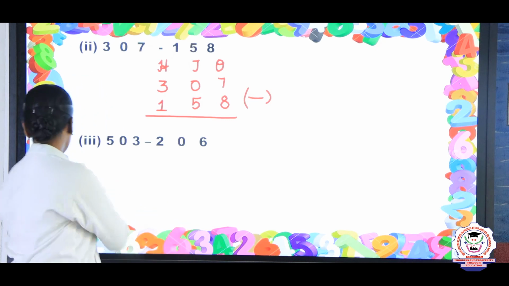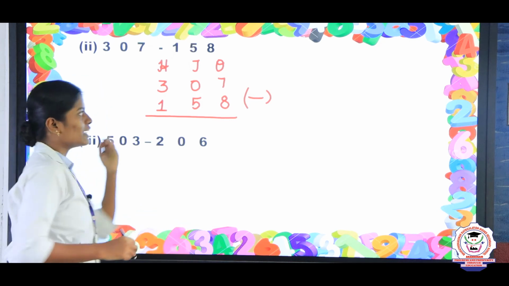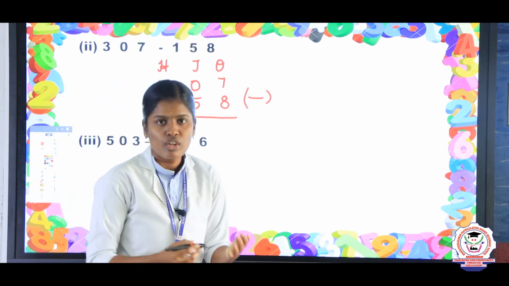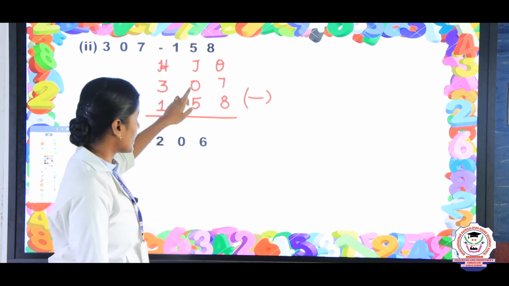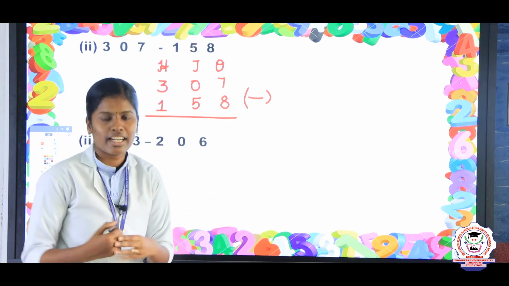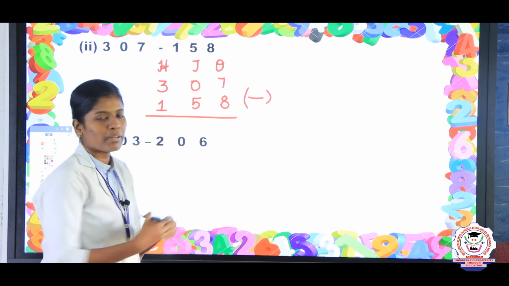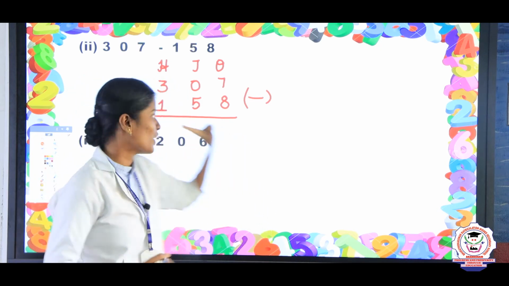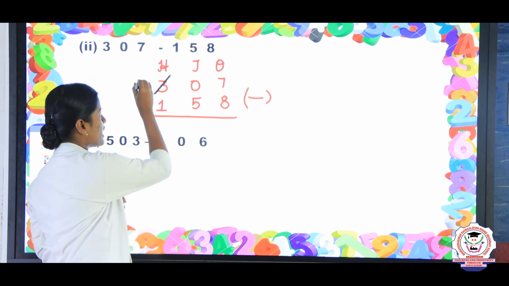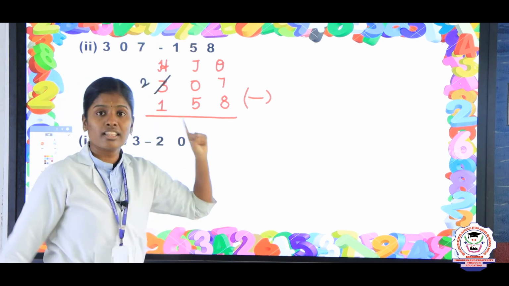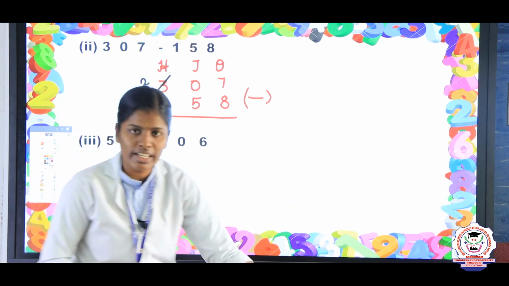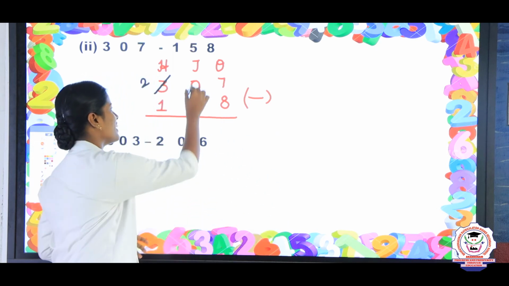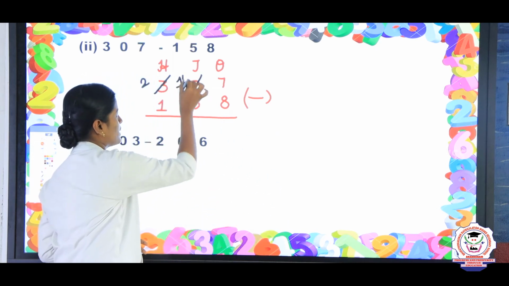So listen here. Here in the tens place we have 0. So 0 doesn't have the value. Again you are going to borrow from the hundreds place value. Here the hundreds place value is 300 minus 100. So this 300 will change into 200. This 0 tens will change into 10 tens. Okay, so write here 10 tens.